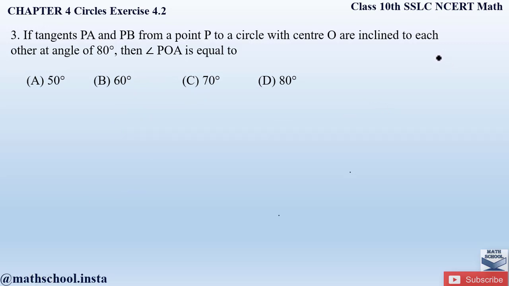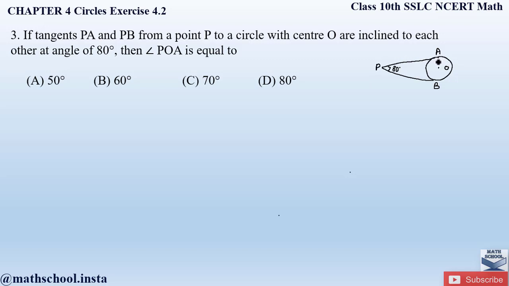So we have a circle with center as O, right? And from a point P we have two tangents, that is PA and PB. Okay, so this is PA and this is PB, inclined at an angle of 80 degree to each other. Okay, the angle between the two tangents is 80 degree. Then angle POA is, so this is a center O, so we have to find out POA.